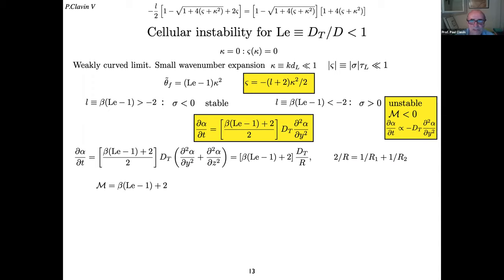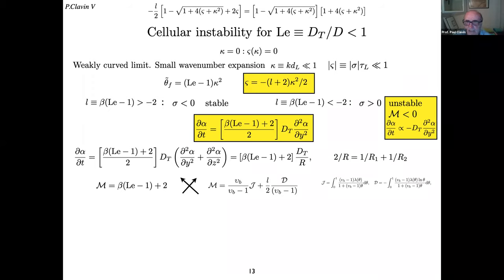Now this is written. The general solution is written here in three dimensions, but there is nothing more than what is written here, and this is simply the mean radius of curvature, and the Markstein number that you obtain, the Markstein number that I talked about at the beginning of the lecture, is simply this expression, beta Lewis minus one plus two, that's all.